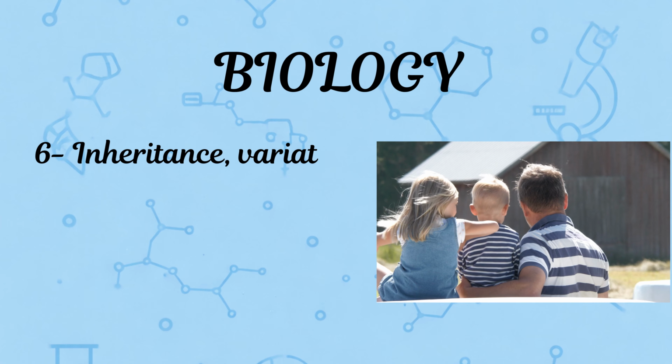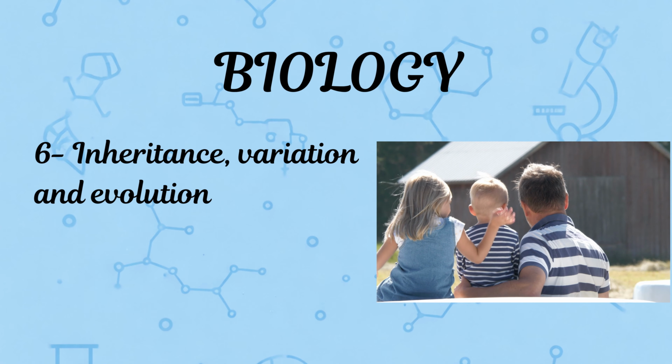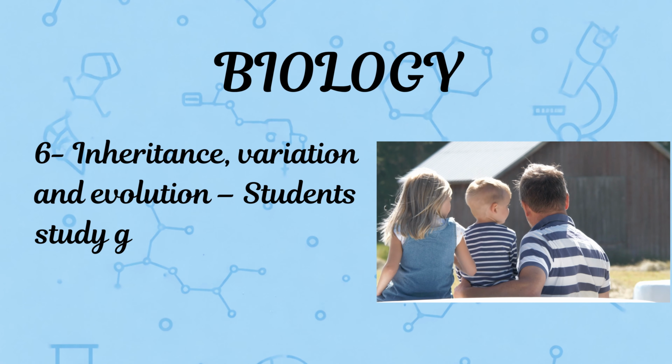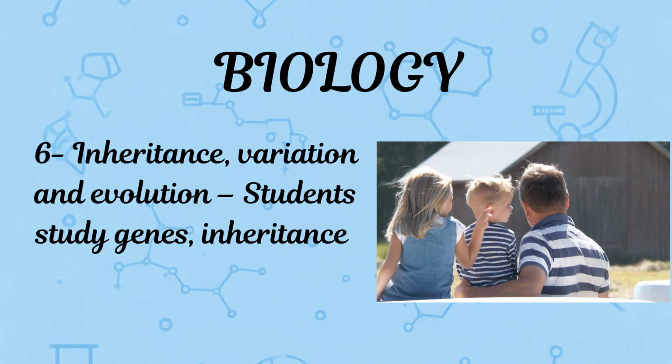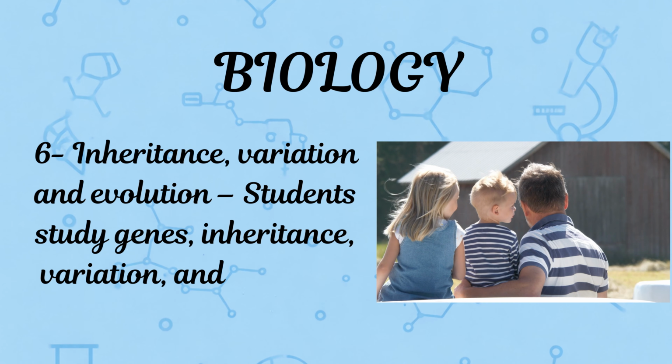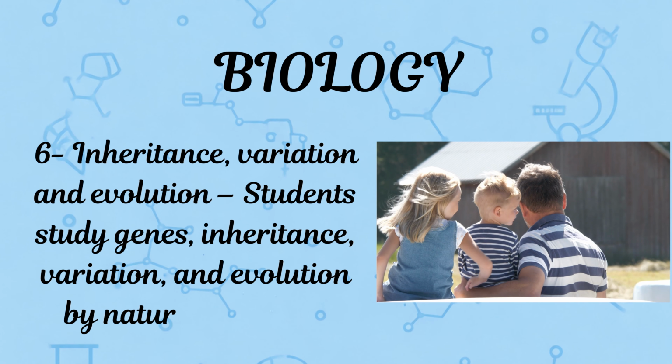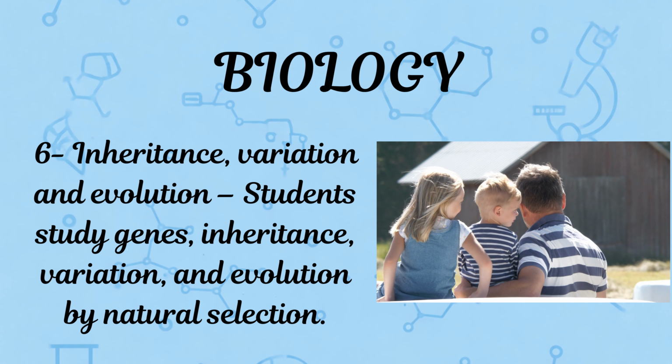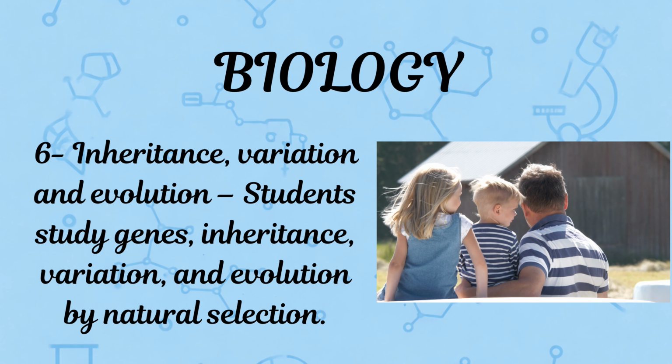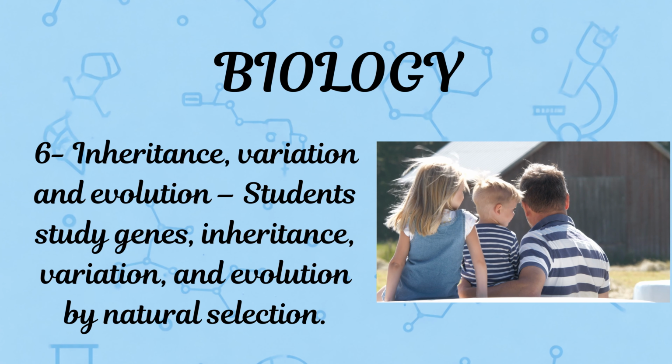So, point six is going to be inheritance, variation, and evolution. Students study genes, inheritance, variation, and evolution by natural selection. You're going to need to know how to do a Punnett square. You're going to need to know what a dominant and recessive allele are. You're going to need to know what phenotype means, what a genome means.